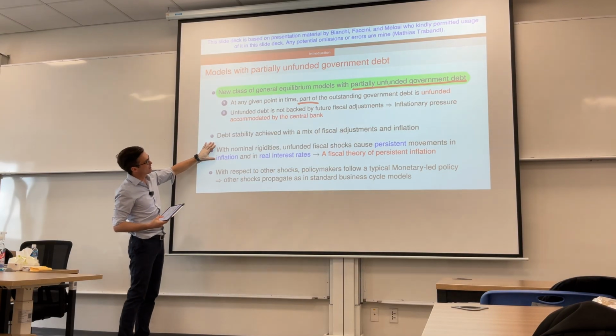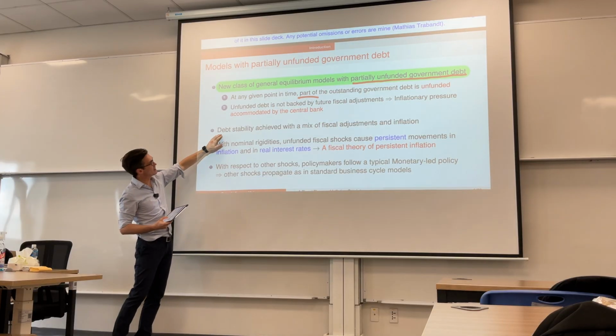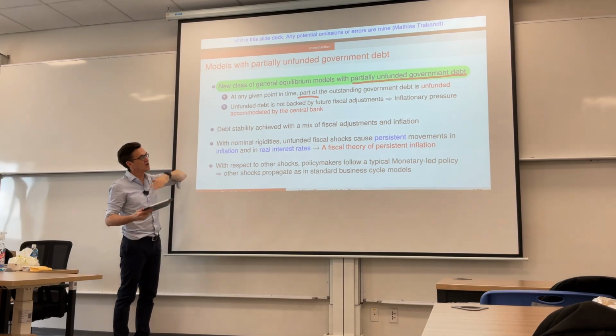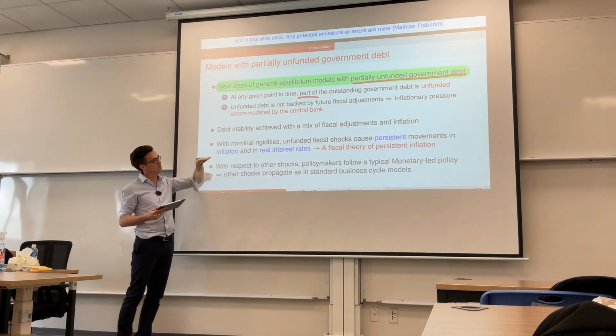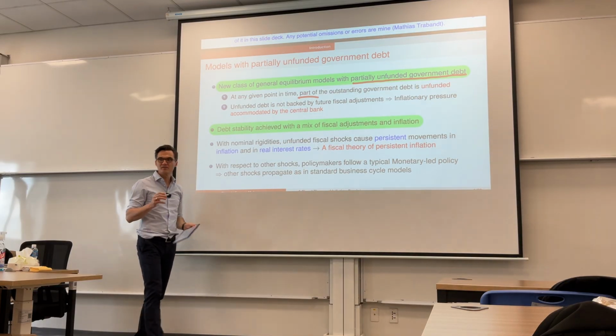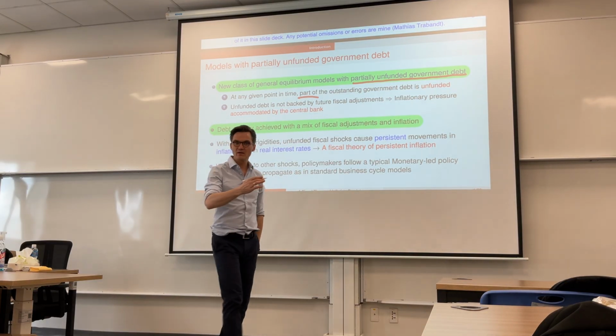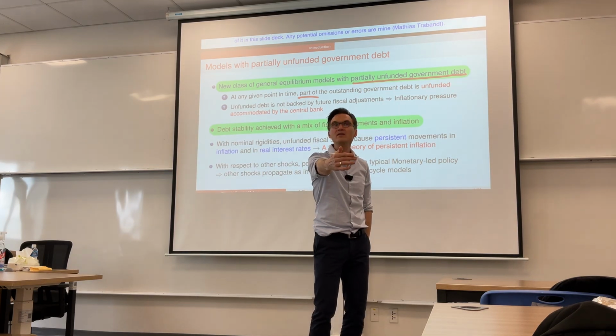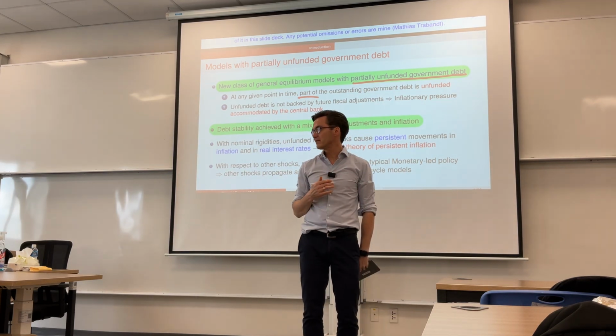And what they show is that debt stability, sort of stable government debt, is achieved by a mix of adjustments in fiscal policy and inflation. So the big bottom line, the big takeaway from this paper, is that if, say, the Vietnamese government only has a plan to repay 50% of the debt, then inflation needs to do the rest. That's the idea.